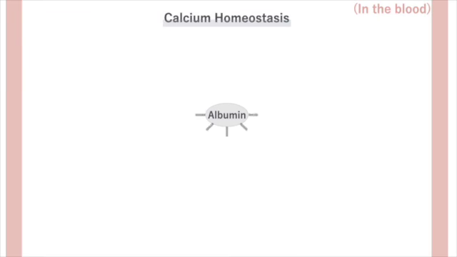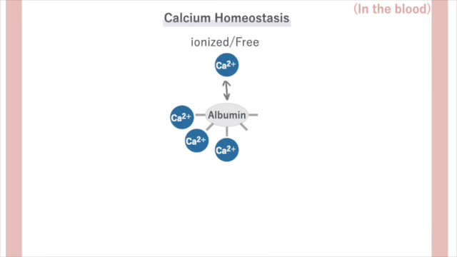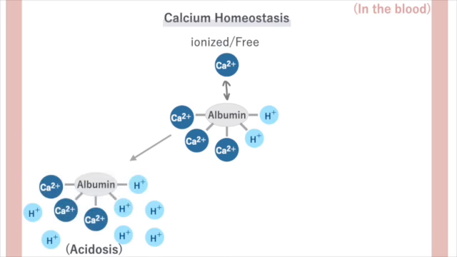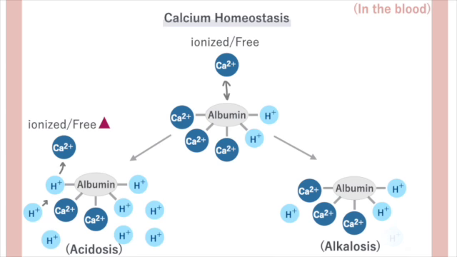Calcium in the blood is classified into two types: the type bound to albumin, and the unbound free calcium. The active form is free calcium. Albumin binds to calcium and hydrogen ions. Quiz. What happens if the blood becomes acidic? Correct. When the blood becomes acidic, calcium and hydrogen ions are exchanged, increasing free calcium. What about alkalosis? Correct. Calcium binds to albumin, so free calcium decreases.